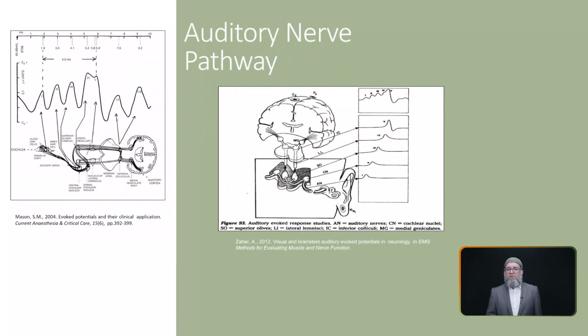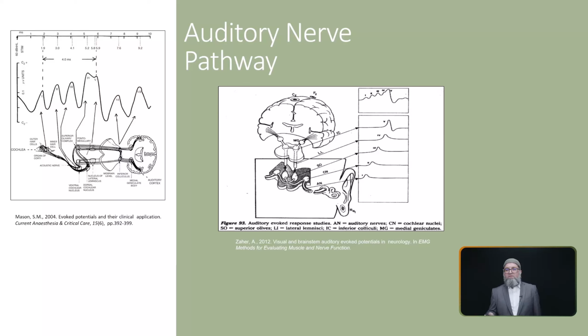So here we can see the pathway with the waveform. There are 7 waveforms, wave 1, 2, 3, 4, 5, 6, and 7. They are labeled in order, and they are almost 1 millisecond apart. So wave 1 is at about 1.1 milliseconds, wave 2 at 2 milliseconds, wave 3 at 3 milliseconds, then 4, 5, 6, and 7 milliseconds. Wave 1 originates from the most distal part of the auditory nerve.